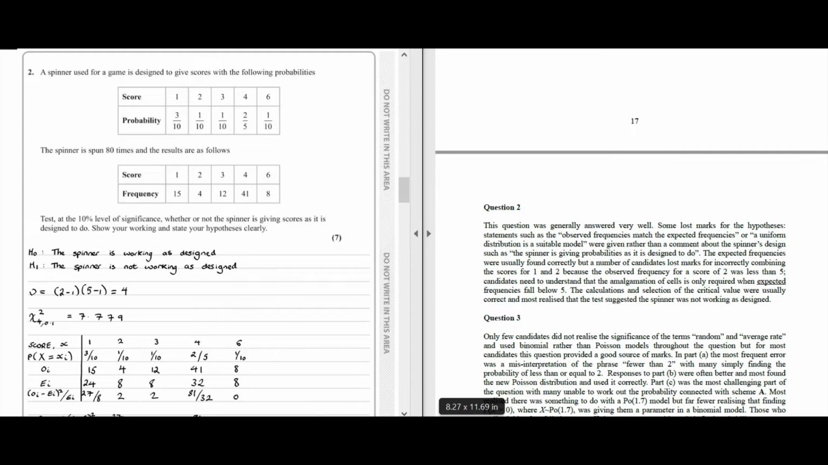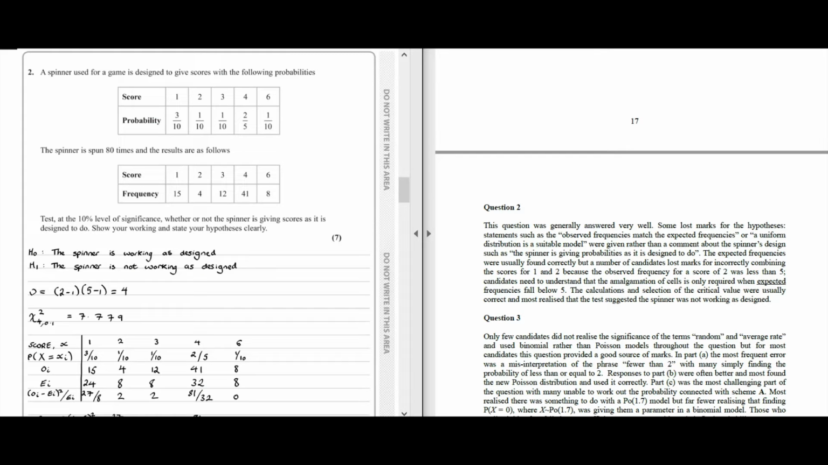The expected frequencies were usually found correctly, but a number of candidates lost marks for incorrectly combining the scores for 1 and 2 because the observed frequency for a score of 2 was less than 5. So essentially what you have to do over here is you're not looking at the observed frequency, you're looking at the expected frequencies, and all the expected frequencies are greater than 5.